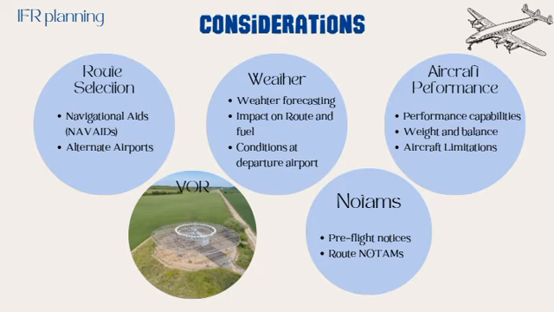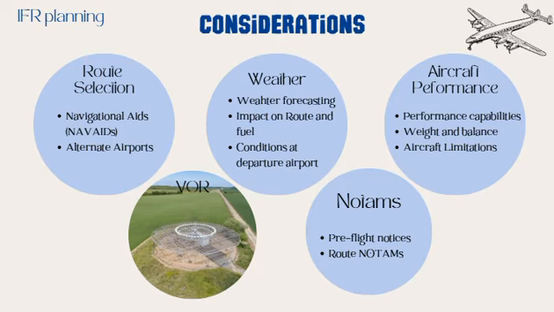Second, weather. Since IFR flights operate in a broader range of conditions than visual flights, dispatchers review weather reports for the entire route. This includes checking METARs, that are the hourly weather observations, and TAFs, the terminal aerodrome forecasts, and other data for temperature, wind, visibility, and conditions like fog and thunderstorms that may impact visibility and flight safety.